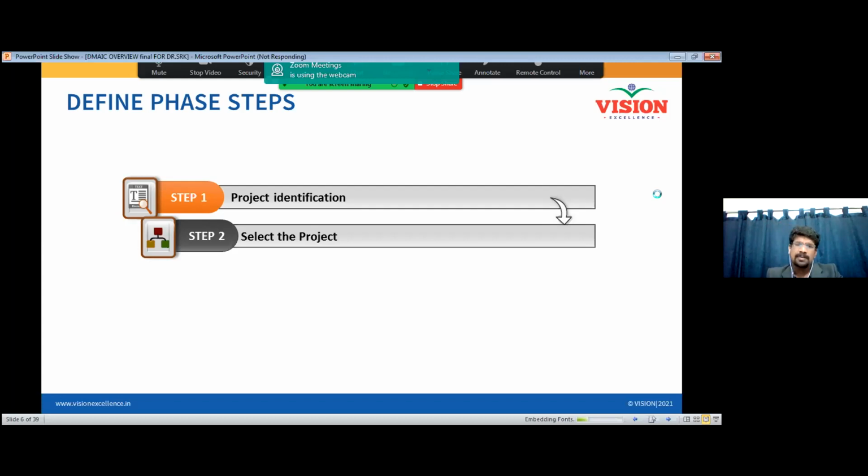Then, out of 10 projects, I have to select a project. Every department will be eager to get an issue resolved so that they can improve their performance. So out of that, I have to choose a project which is going to create an impact on my organization's growth, which is going to influence my customer satisfaction, reduce my cycle time, or be more beneficial to my organization, or reduce the performance gap in my process. So I have to select the project in such a manner.